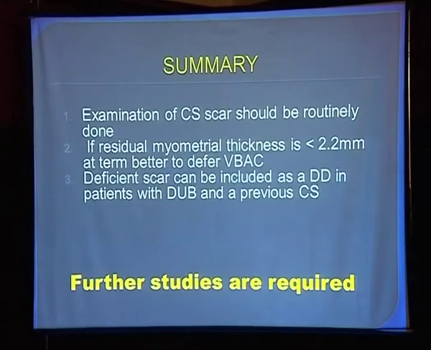So in summary, examination of Caesarean scar should be routinely done, and if residual myometrial thickness is less than 2.2 millimeters between 35 to 38 weeks of pregnancy at term, it is better to defer VBAC. And deficient scar can be included as a differential diagnosis in patients with dysfunctional uterine bleeding and a previous Caesarean section. But further studies are required to identify the factors leading to deficient scar, how to prevent a deficient scar, and how to manage it.